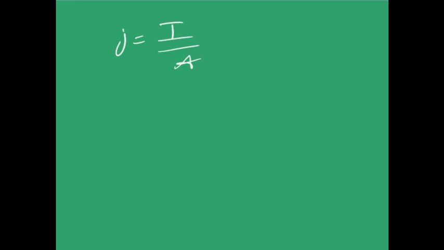Of course, the current should be passing perpendicular to the area. I mean to say that the area vector should be parallel to the current direction. And J is the current density. The unit is ampere per meter square.